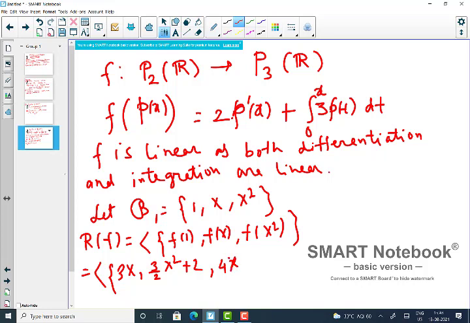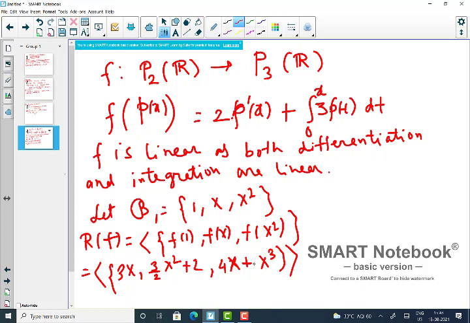Then write down the capital one, and this one is x cubed by 3, so the 3 cancels and we get x cubed. So the range of F will be generated by these three vectors, right? These are elements inside P3, which means their degree is at most 3. That's obvious, you can see it.